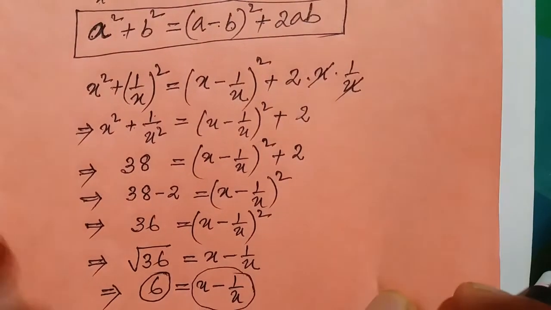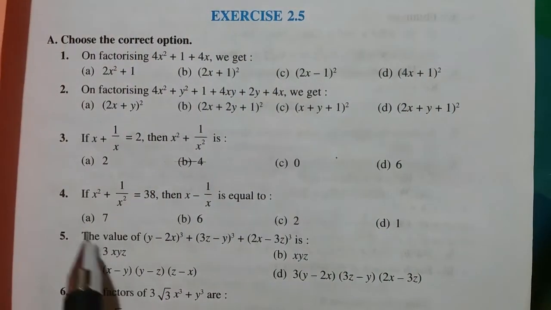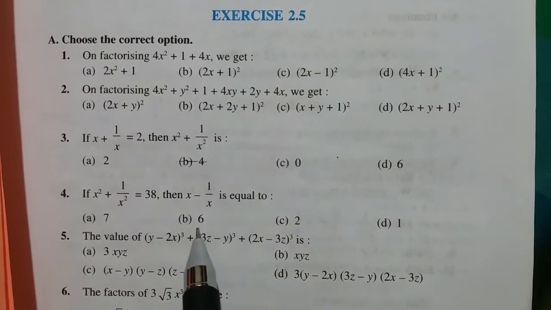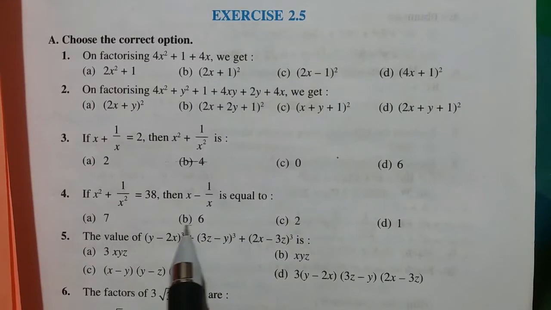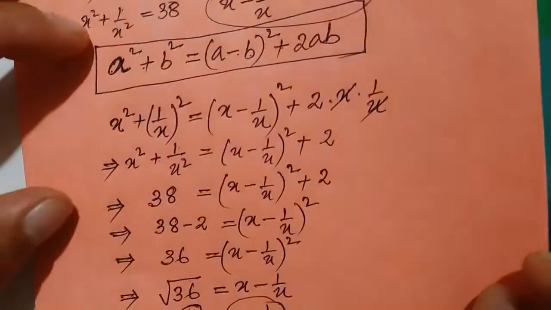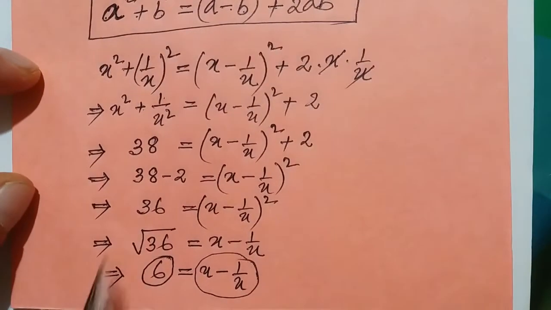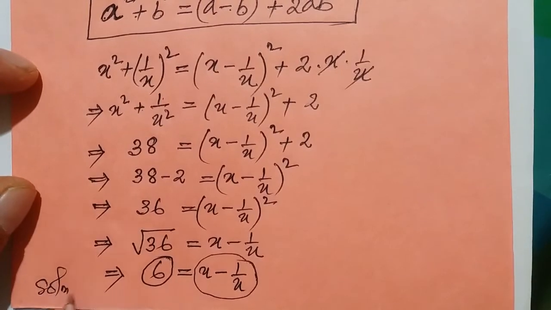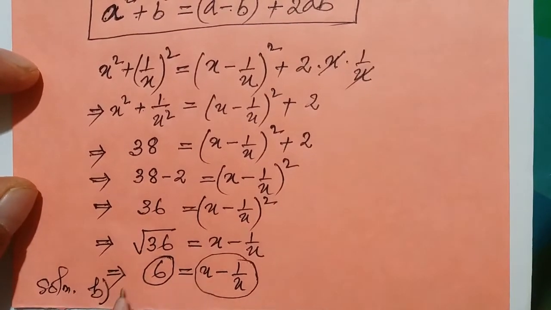So let's see which option gives us 6 here in this question. Question number 4. A, B. So B is the answer. So B is the right answer, that is 6. So our answer is B. So the solution is B, which is 6.